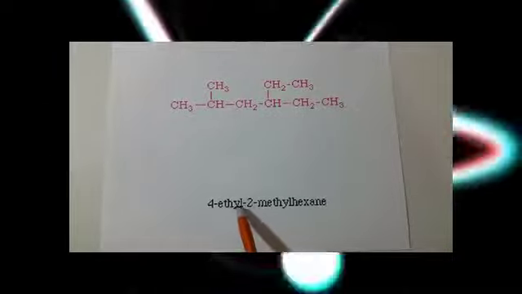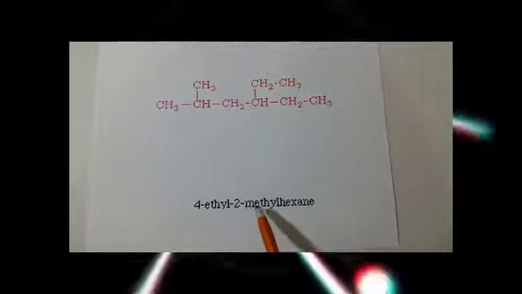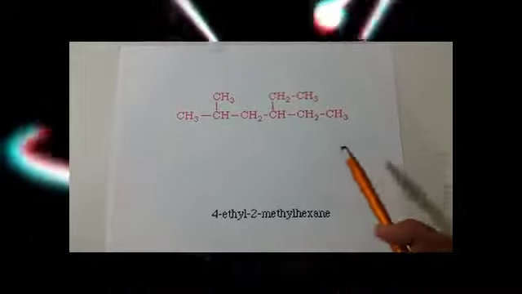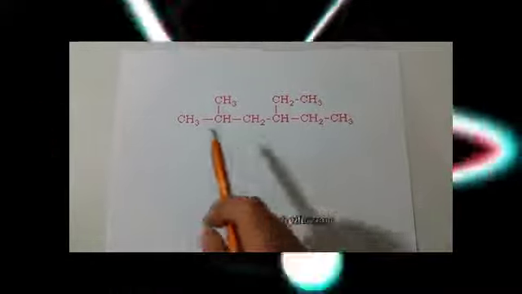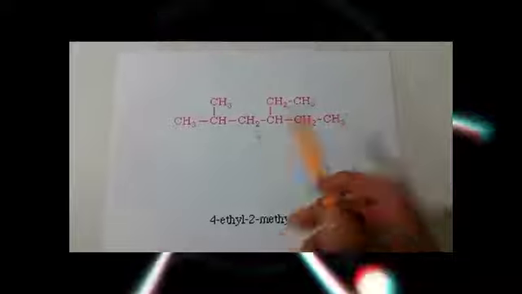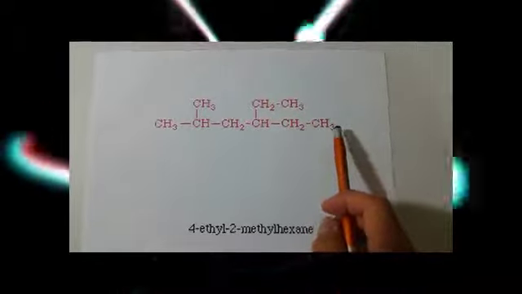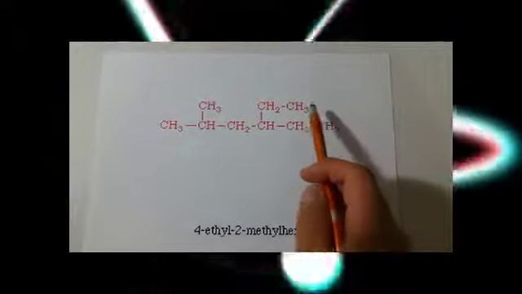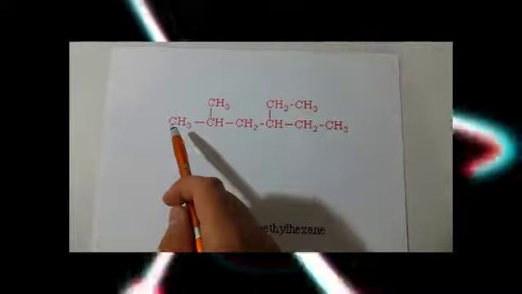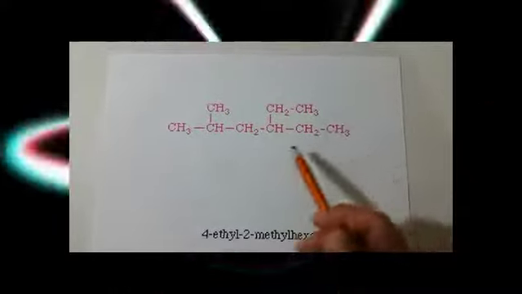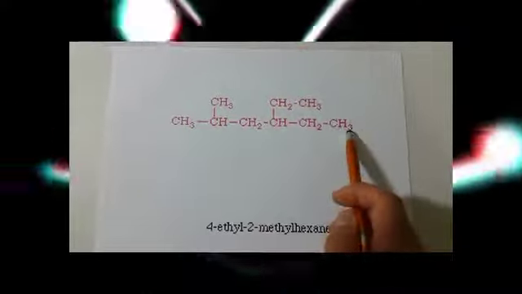Of alkanes, we have here a condensed structure called 4-ethyl-2-methylhexane. How do we name it? Well, following the IUPAC rules, first we have to find the parent chain. Very quickly, this can be a parent chain with 6 carbons. This also can be a parent chain, and this also can be a parent chain. So choose anything. I will choose this one.